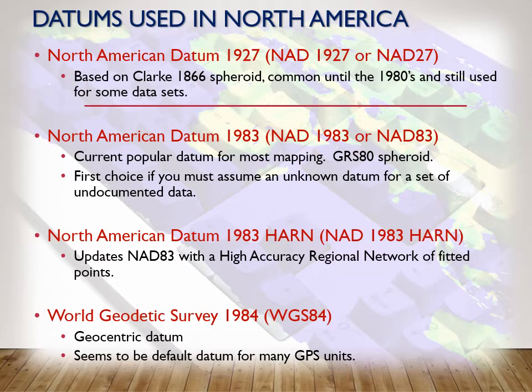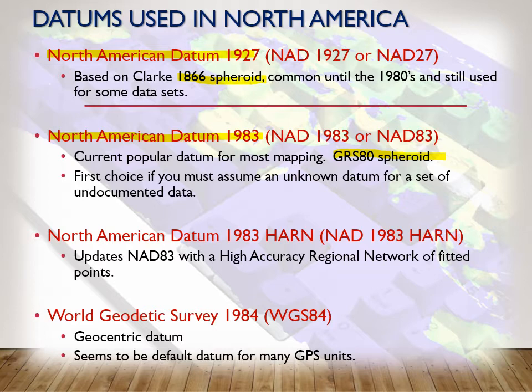Okay, so what kind of datums are used for North America? We used to use the North American Datum 1927, which was based off of the 1866 spheroid, which is also an ellipsoid. But back in 1983, we began to use the North American Datum 1983, which is based on an updated GRS 80, which represents 1980 when it was basically calculated, and it uses GPS data.